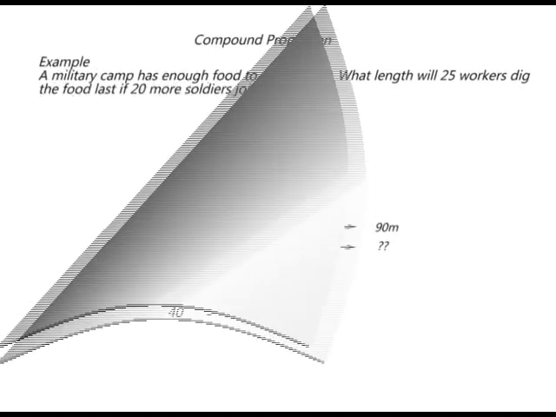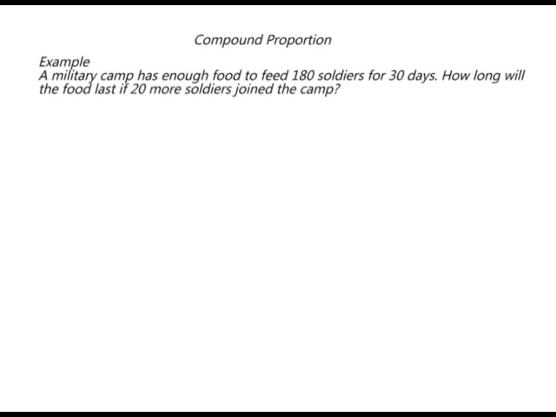Another example, a military camp has enough food to feed 180 soldiers for 30 days. How long will the food last if 20 more soldiers joined the camp? In this case, we have three quantities: amount of food, number of soldiers, and the number of days. However, we have no figures for the amount of food, and that's because it doesn't change. We can assign it any value, like 1. So we have the number of soldiers, number of days, and the amount of food.